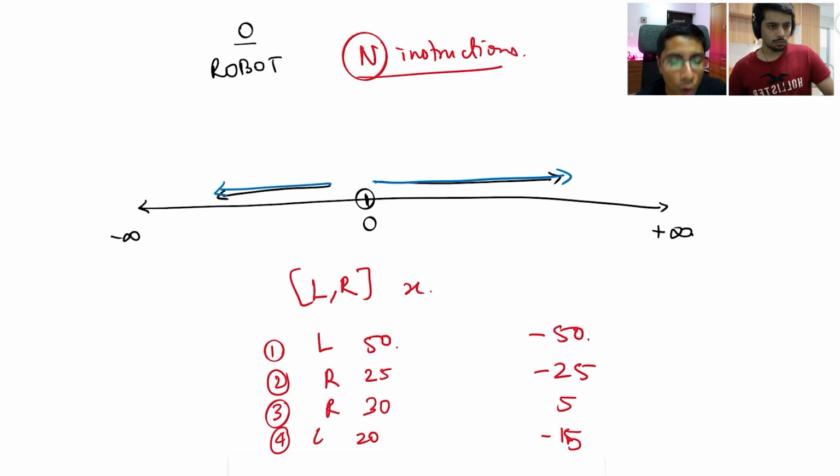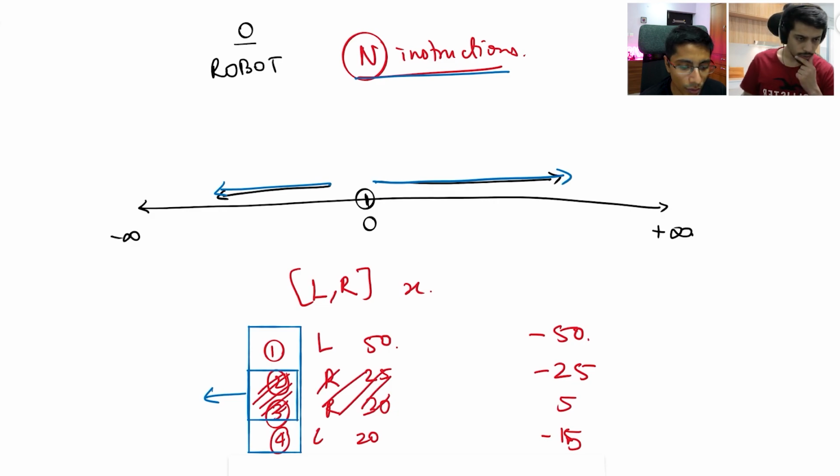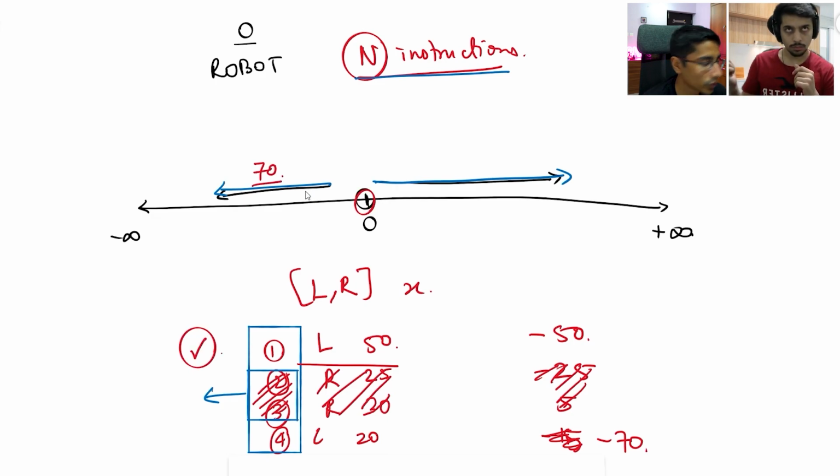What do you do? Amongst these n instructions, if you take this set of instructions as an array, you can remove a subset, or rather a subarray, from this array. If I take an example, let's say I remove this part of the array. This is a subarray. It has been eliminated. Now I have this array. L50 sends me to minus 50. Then L20 sends me to minus 70, which is the maximum left I can go to. In terms of distance, it is a distance of 70, very far from the origin. I'm happy. This is the correct solution for this problem.